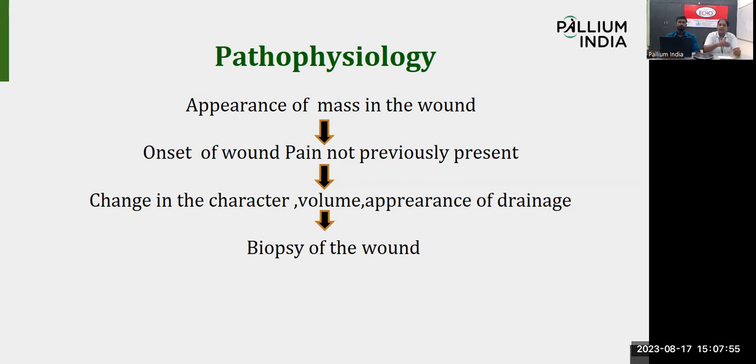But when it is converted into a malignant growth, the chronic wound will be extremely painful, and that will lead to changes in the character, volume, and appearance of the drainage. Earlier there was no oozing present, but because of the malignant changes in the skin or the wound cells, there will be changes in the character, volume, and appearance of the drainage.